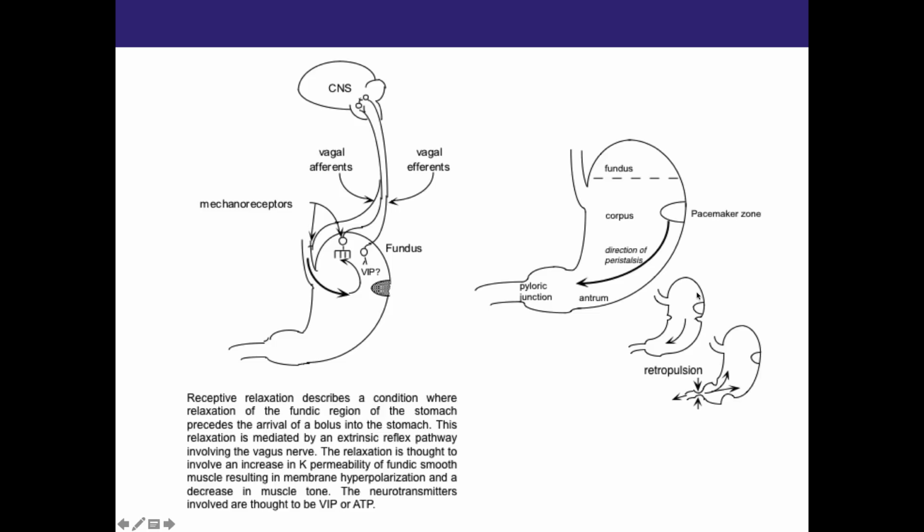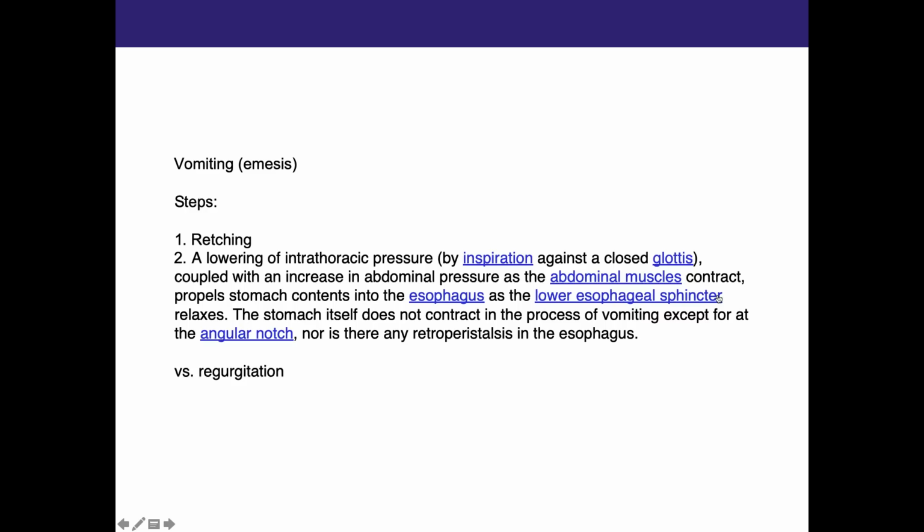Okay. So then we talked a little bit about vomiting. I wanted you guys to know the difference between vomiting and regurgitation. Vomiting is a very complicated process mediated by the vomiting center in the medulla. Basically, pressure builds in the stomach, a lot of times due to constriction of the abdominal muscles. You get an increase in pressure in the stomach, and then you start to retch, right? When you retch, you breathe in against a closed glottis.